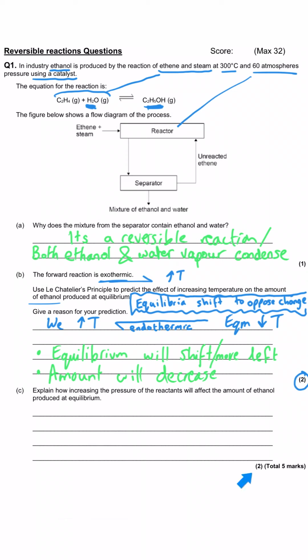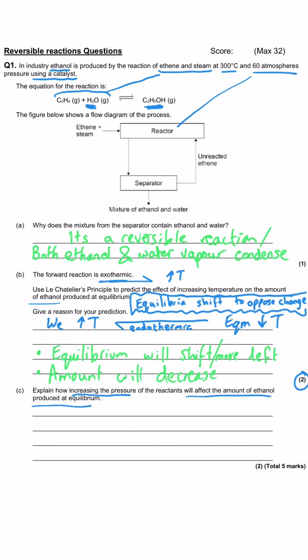In a similar sort of way, this follow-up question is also only 2 marks, and sometimes it can be 3. But here we've been asked to comment on how the increase in pressure will affect the amount of ethanol produced at equilibrium. So remember, we need to comment on the amount. So let's return to our equation up at the top.